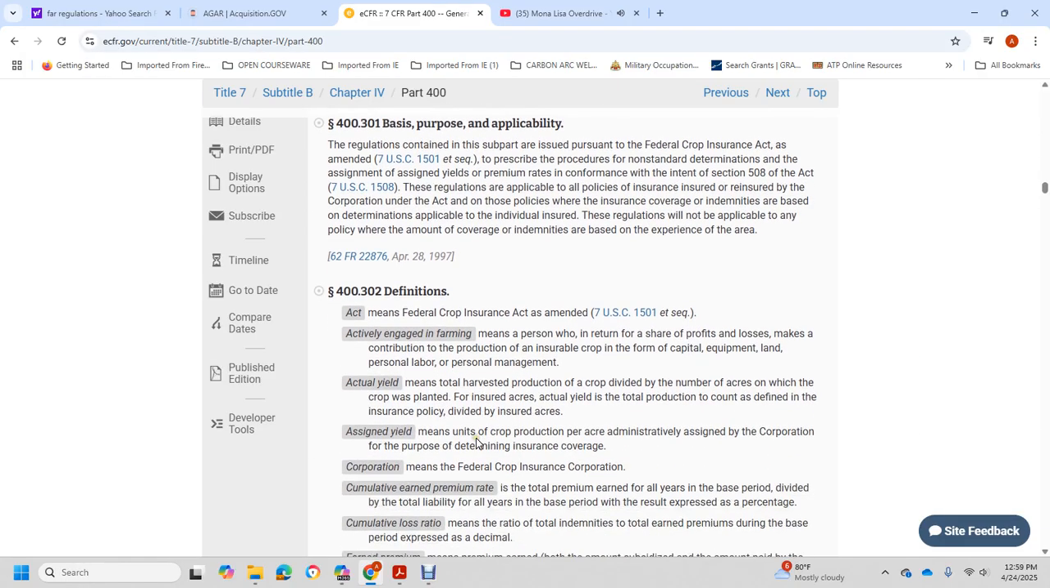40302 Definitions. Act means the Federal Crop Insurance Act, as amended, Title 7 of the U.S. Code 1501. Actively engaged in farming means the person shares in the profit or loss and makes a contribution of production, share of the crop, capital, equipment, land, personal labor, or personal management.